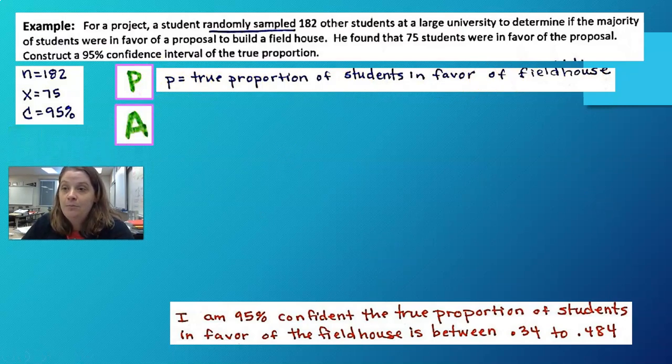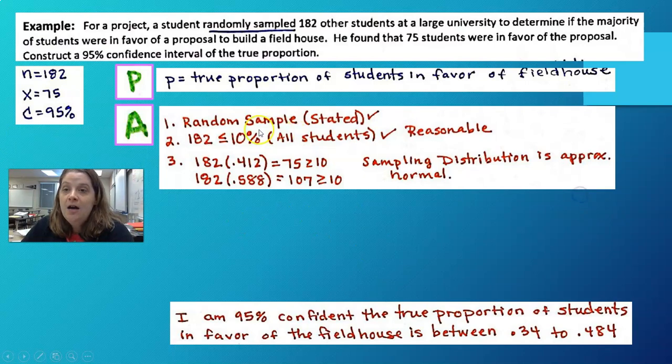I'm going to do my assumptions here. What are my assumptions? Is it a random sample? Yes, it is, because it was stated. So I'm going to write that down: random sample, stated. I've got to check the 10% condition. Is 182, the sample size, less than 10% of all students? Now, I don't know how many students there are, so I'm going to write that generically in context here: all students. But it does say it's a large university, so that seems pretty reasonable.